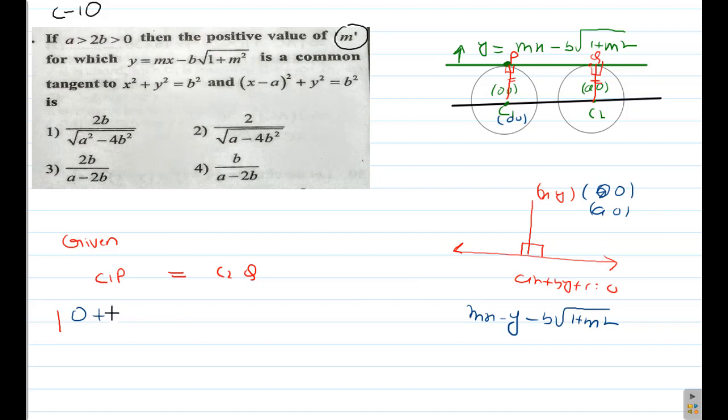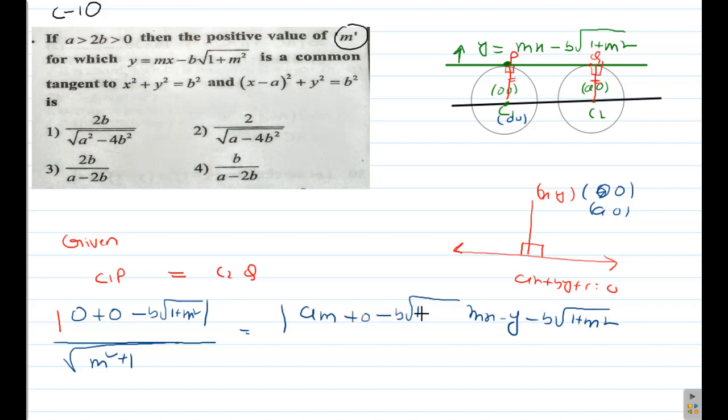So 0 plus 0 minus b into root over 1 plus m square, by root over a square of b square, means m square plus 1 is equal to modulus of a times m plus 0 minus b into root over 1 plus m square, by root over 1 plus m square plus 1. So I want to simplify this.